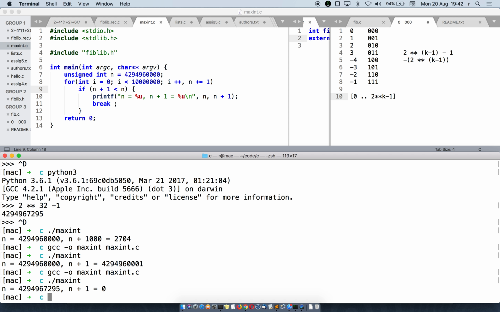Okay, so we found it, right? So look at what n plus 1 is. The value is 0. Is this clear? Everybody understands this? So this introduces serious limitations. And actually, this kind of limitation, you will find it in Java and a lot of other languages, right?